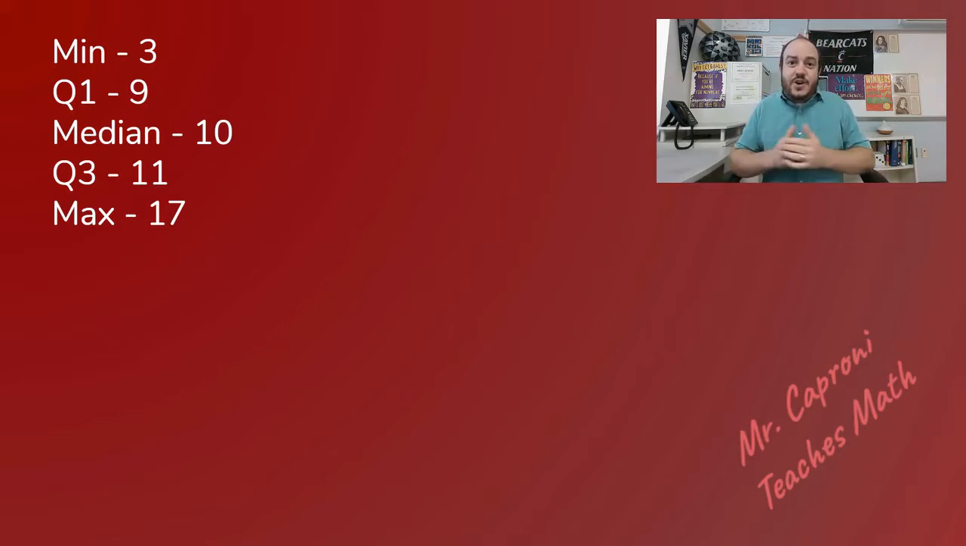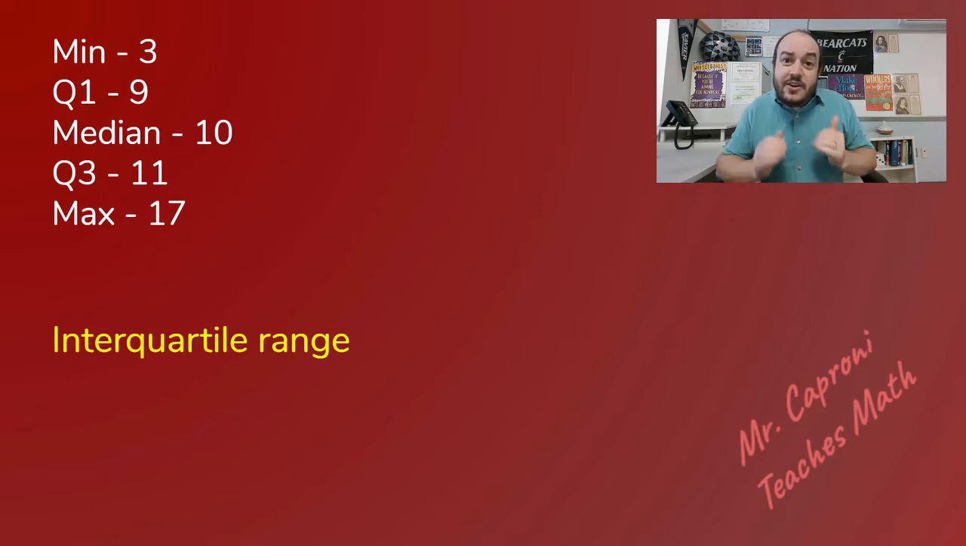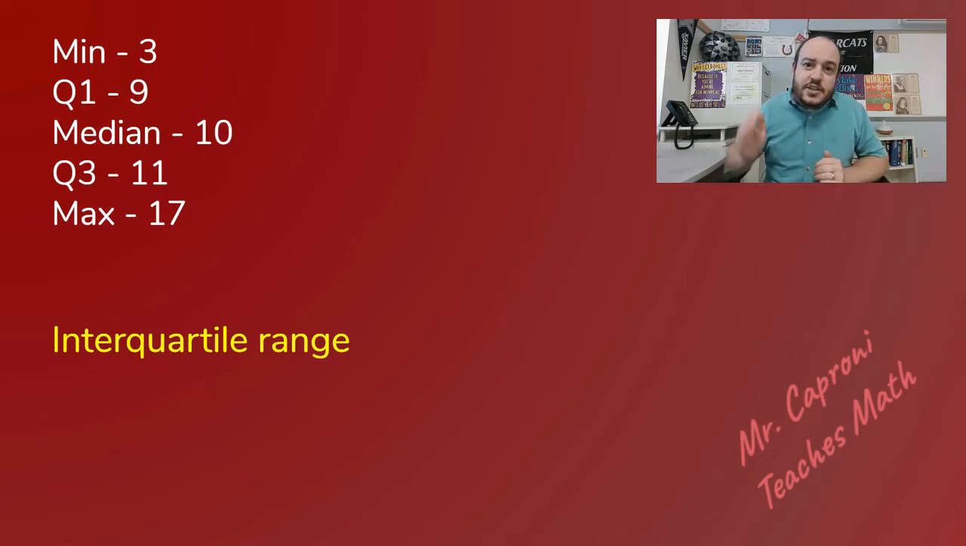So what is your IQR? Well, it stands for your interquartile range, and it's the middle 50% of your data. It's the distance from Q1 to Q3.